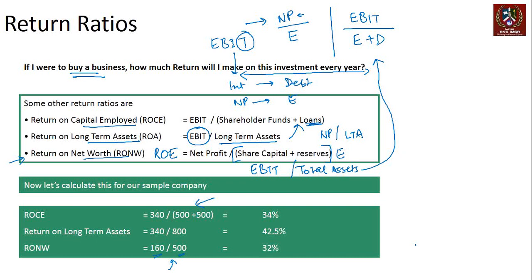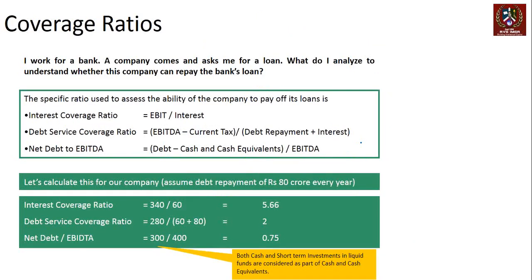Return ratios typically talk about how much return someone makes when they give money to a business. Then we go to coverage ratios. Now, what are coverage ratios? Essentially, let's say you work for a bank. A company comes and asks me for a loan. What do I analyze to understand whether this company can repay the bank's loan, right? That's where the term coverage comes in, which is saying how much money do you have to cover loan related expenses, right? So what are loan related expenses? Typically your interest is the most common loan related expense.